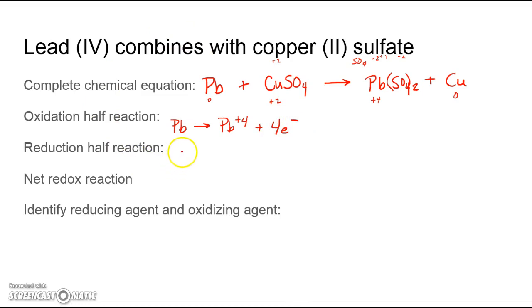For the reduction reaction, remember I have here the copper. Copper has a plus 2 charge. In order to get that 0 charge, it must have gained 2 electrons. So I write 2 electrons here, and write Cu. Now we can write the net redox reaction.